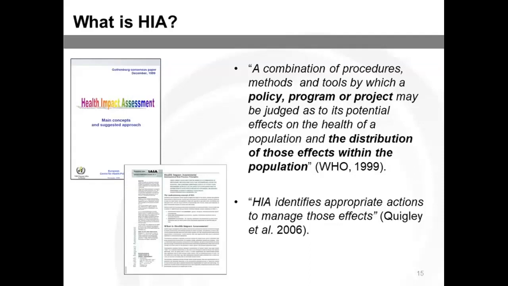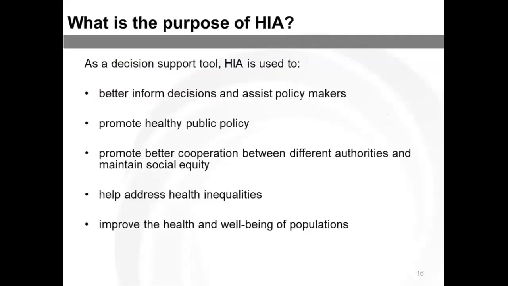Now let's see what is the goal or the aim of HIA. HIA is a decision support tool. It is used to better inform decisions and to assist policymakers, to promote healthy public policy, to promote better cooperation between different authorities. That means HIA requires intersectoral collaboration, and also to try to maintain social equity and help address health inequalities, as we have seen in the definition of HIA. And also it is a way to improve the health and well-being of the population.